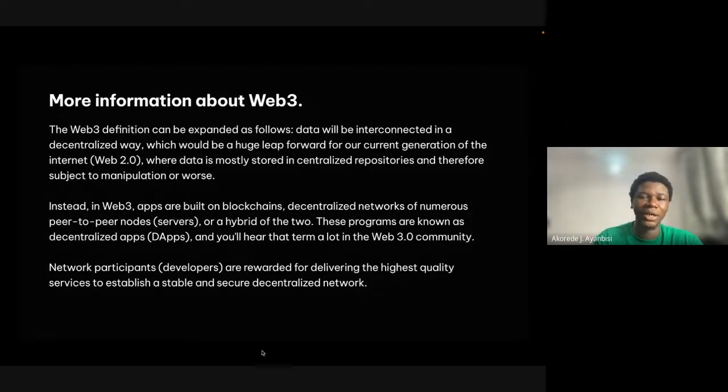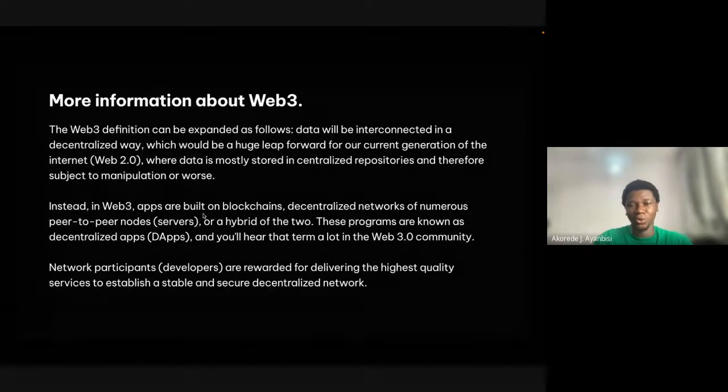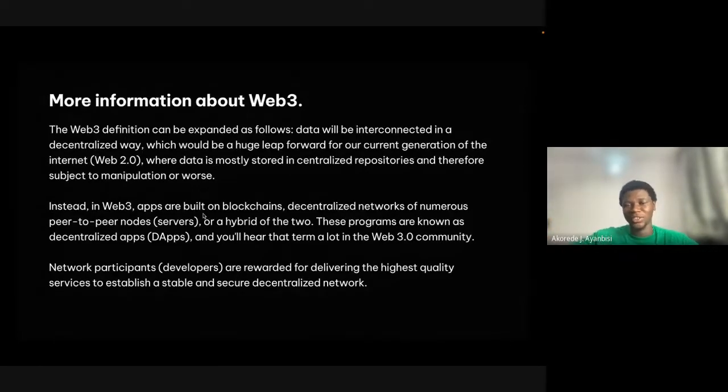In Web3, apps are built on blockchain. Like I said earlier, Web3 is like the house, and blockchain and the rest of it are now under Web3, right? Crypto, blockchain, decentralization, and so many more. So apps are built on the blockchain, a decentralized network of numerous peer-to-peer nodes, which is the same as servers or a hybrid of the two. The programs are known as decentralized apps, right?